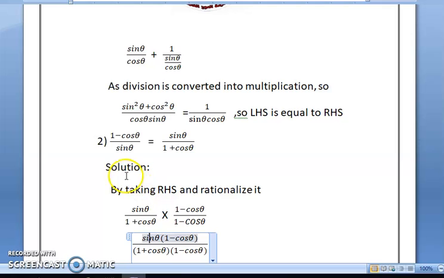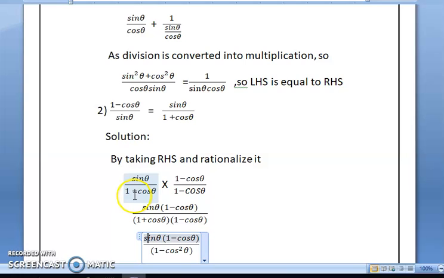For the next question, 1 minus cos theta over sin theta is equal to sin theta over 1 plus cos theta. Again, we can choose any one side according to our ease. In this question, I am going to choose sin theta over 1 plus cos theta, and I am going to rationalize this. Rationalize means we take 1 plus cos theta and put the opposite sign upside and downside. After this, in place of these values, we write in the form of multiplication.